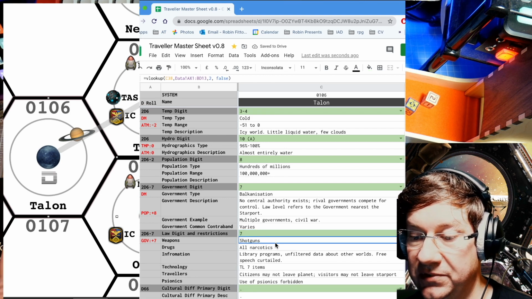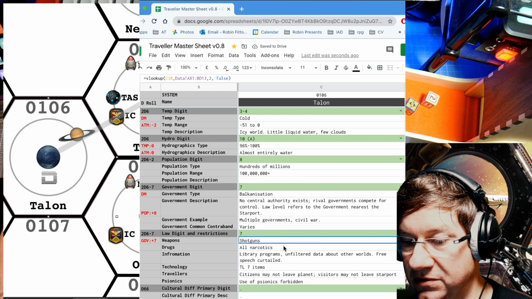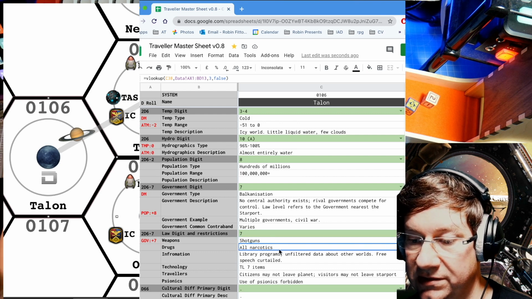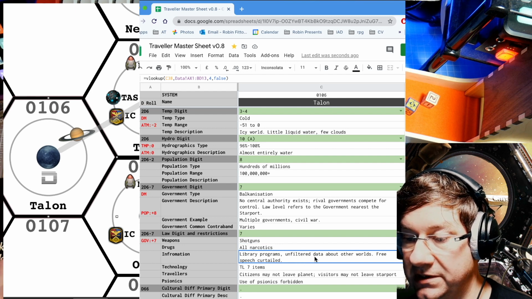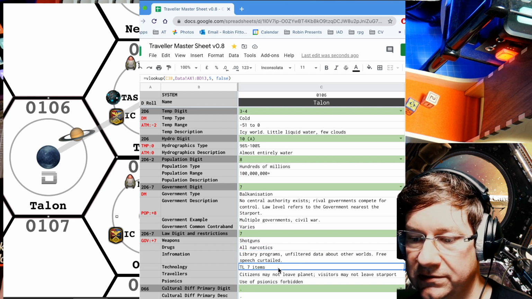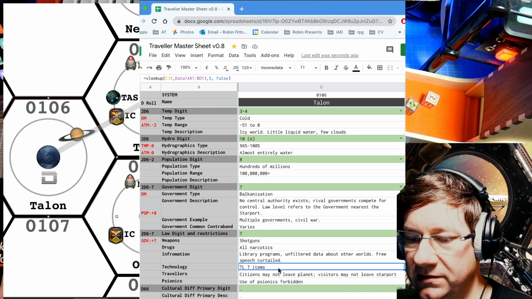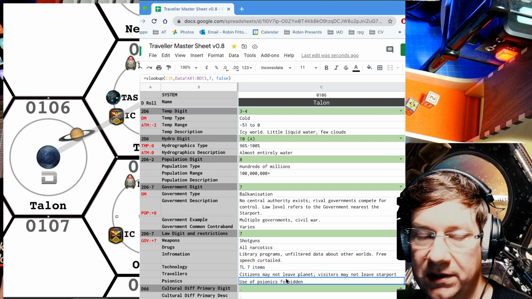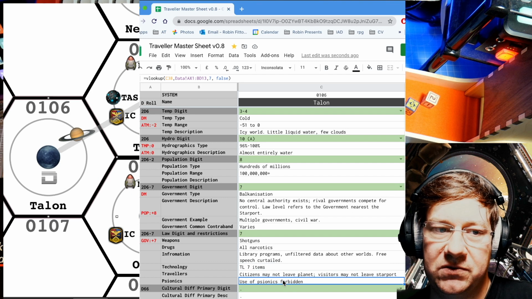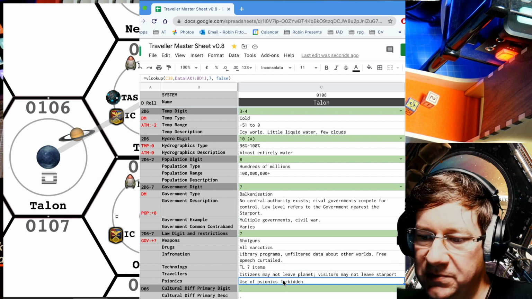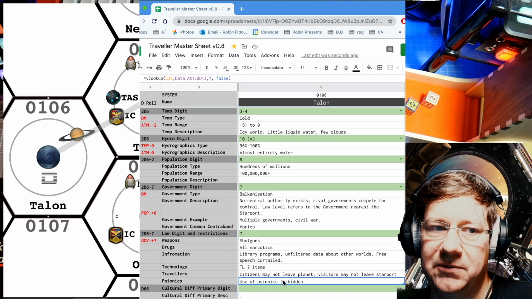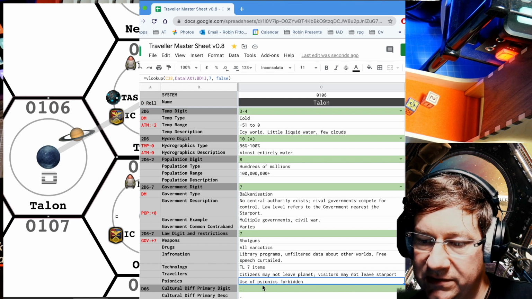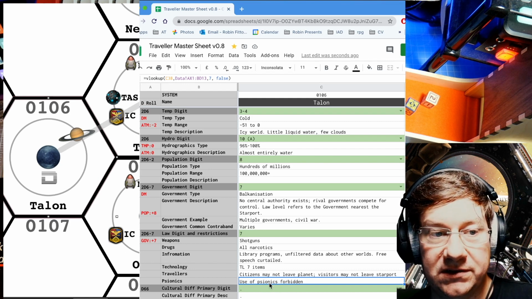So essentially for weapons, they control everything from shotguns and up. Narcotics is all narcotics. Library programs, unfiltered data about other worlds, free speech is curtailed. Technology, anything TL7 and above is sort of restricted. Traveller citizens may not leave, visitors may not leave the starport. So it's quite a restrictive place. Despite the slight lawlessness that comes from all these balkanized states, they're obviously locking down a lot of activity, and no one likes psionics there.